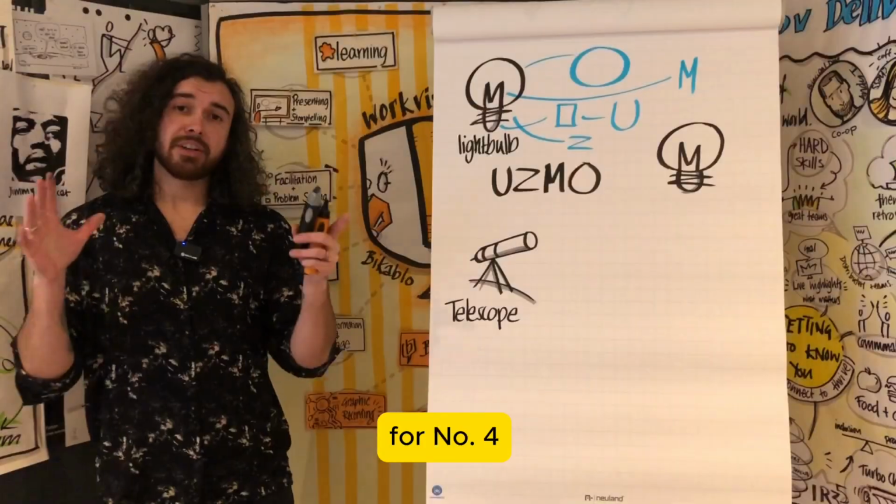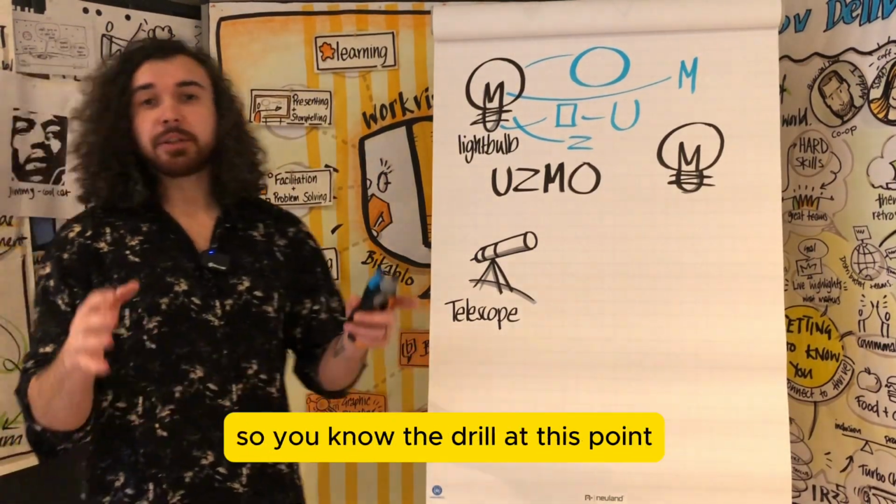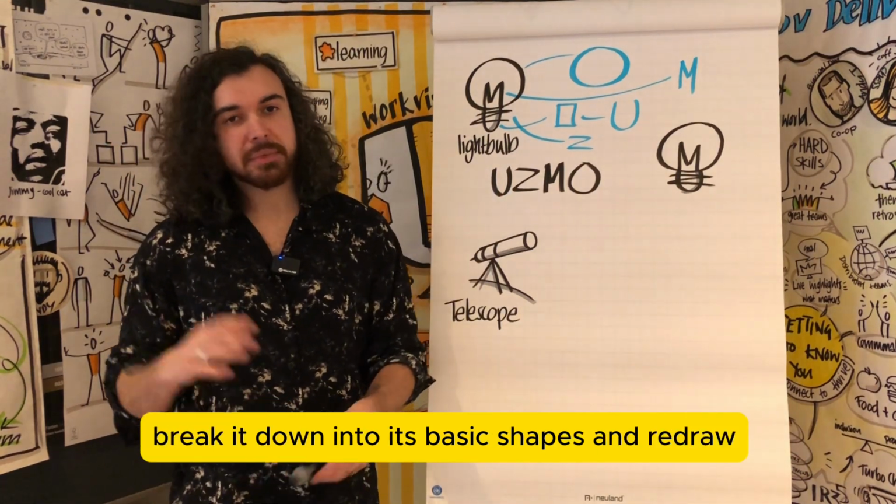I'll do a video. For number 4, we've got something a little bit more challenging. We've got the telescope. So you know the drill at this point. I'm going to flash it up, break it down into its basic shapes, and redraw.